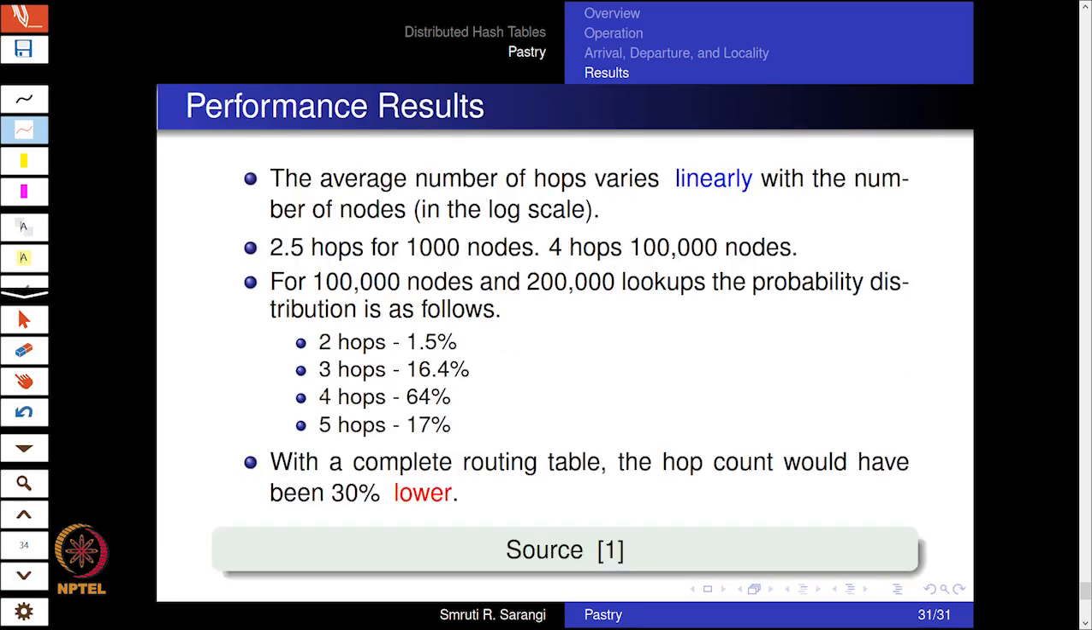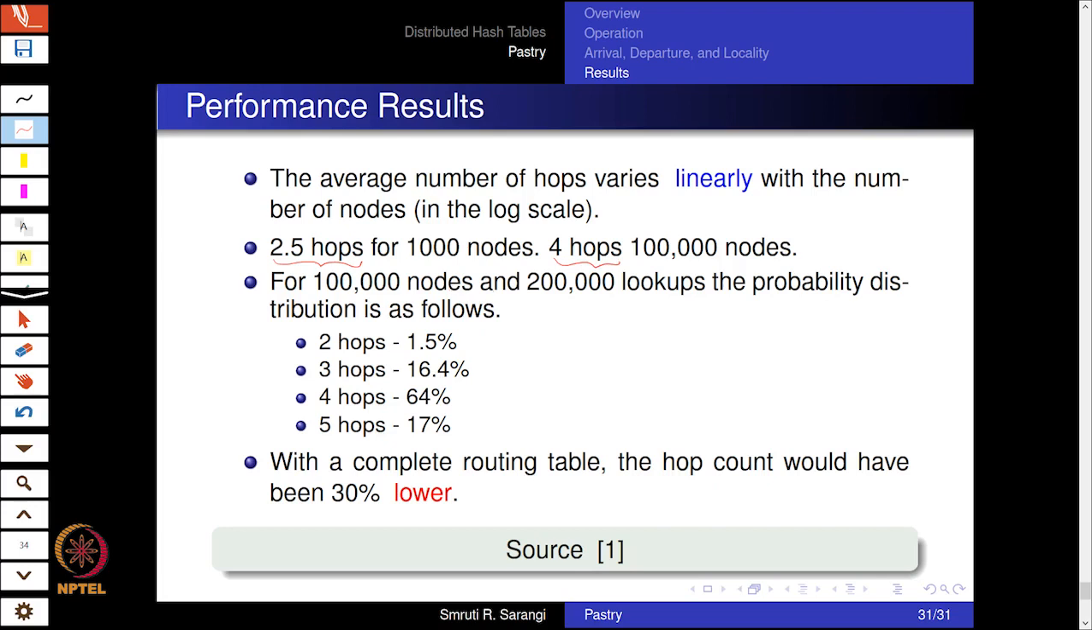The average number of hops is varied against the number of nodes. What we see is that the hop count does follow a log trend. This is clearly visible in the paper, and just summarizing the key results: for 1000 nodes, we have 2.5 hops roughly. For 100,000 nodes, 4 hops. So it shows that as the number of nodes scales, the hop count increases on a log scale, which is of course great news for us.